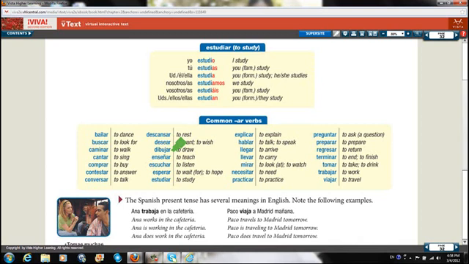Now we want to say, I am drawing a woman. Maybe we're in art class and we're doing some still life drawings. Yo, I am drawing, with the O ending. Take off the AR. Yo dibujo una mujer.